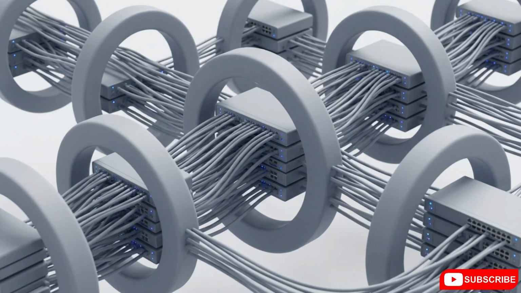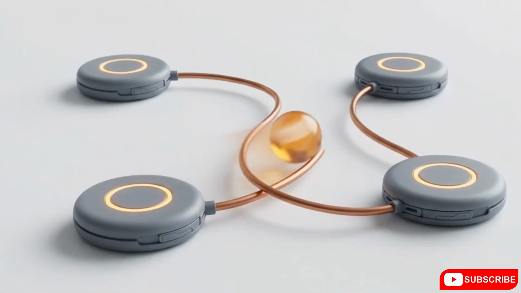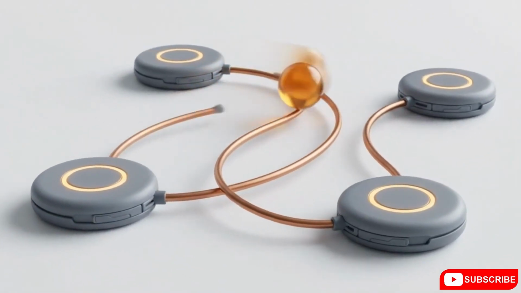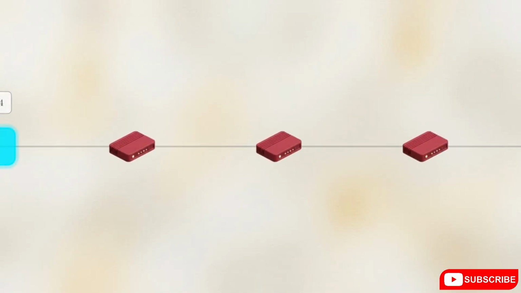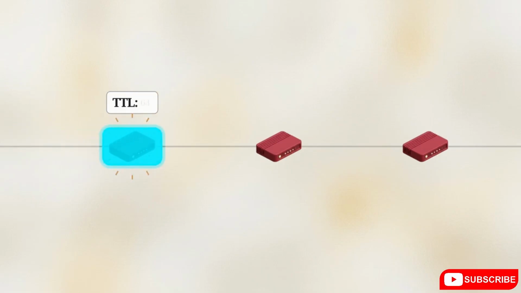The network is a labyrinth of physical switches and cables. If an error occurs and a packet gets lost, it could theoretically bounce between routers forever, eventually choking the hardware. To prevent this, the header includes a mechanism called time to live, or TTL. It is a strict hop limit.